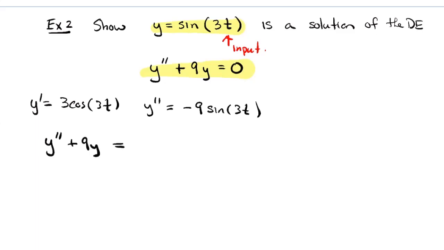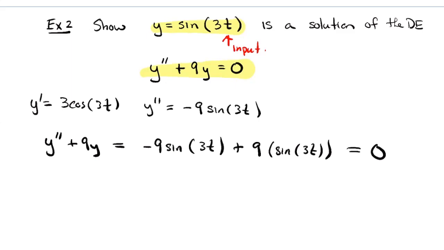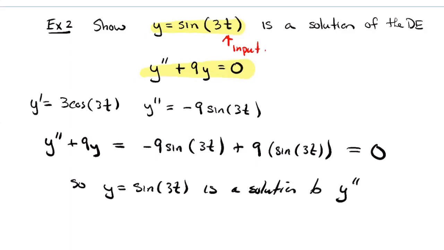So if I take y prime prime plus 9y, and I replace y prime with what we just computed, and then I add 9 times y, well, y is the sine of 3t, I think that you can see that no matter what t is, that's equal to 0. Okay, so that shows that y equals sine of 3t is a solution. Just trying to get you used to the terminology. It's a solution to the differential equation y prime prime plus 9y is equal to 0. Okay, I wouldn't call it the general solution because it doesn't involve any constants.